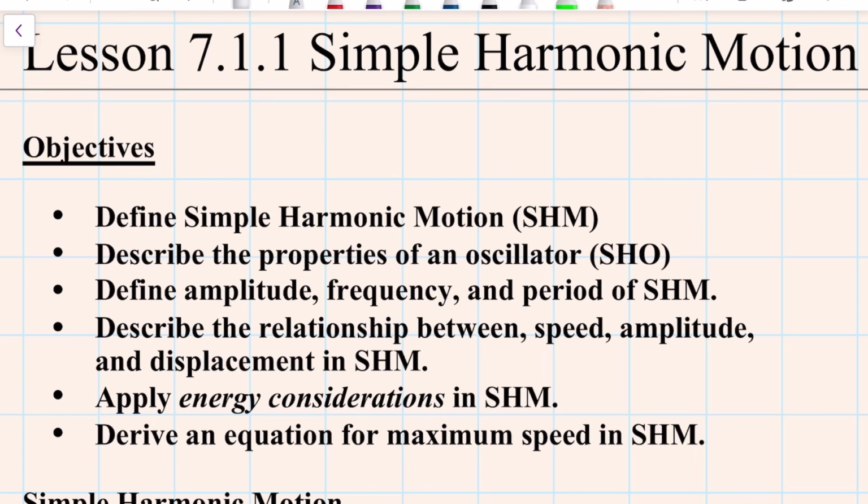Our objectives are to define simple harmonic motion, or SHM, describe the properties of an oscillator, SHO, that's simple harmonic oscillator, define amplitude, frequency, and period, describe the relationship between speed, amplitude, and displacement, apply energy considerations, and derive an equation for maximum speed in simple harmonic motion. And our goal is to do this in 20 minutes or less.